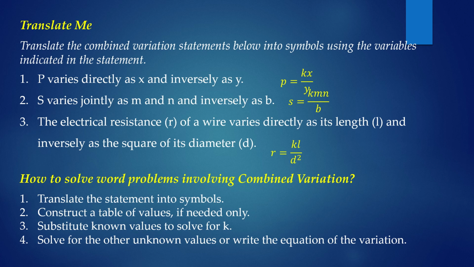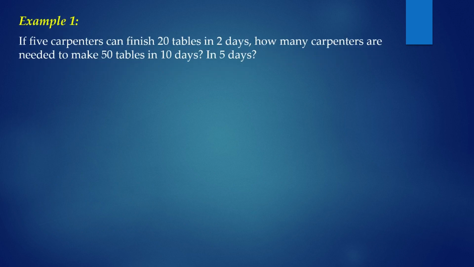So we have the same steps. Translate, construct a table, substitute known values to solve for K, then solve for other unknown values or write the equation of the variation. Example 1. If 5 carpenters can finish 20 tables in 2 days, how many carpenters are needed to make 50 tables in 10 days and in 5 days? Okay.